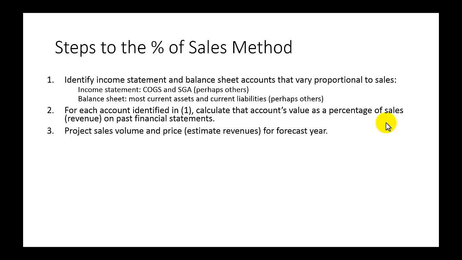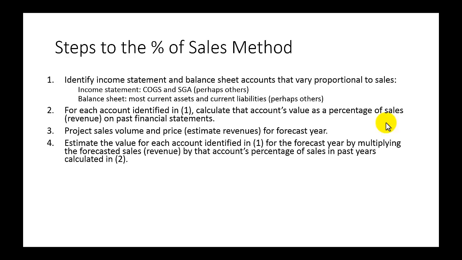The third step is to go ahead and project the sales volume and the price. In short, we're saying estimate the revenues for the forecast year. And I'll have more to say about that at the end of this lecture. Step 4 is you need to estimate the value for each account identified in step 1 for the forecast year by multiplying the forecasted sales that you came up with in step 3 by that specific account's percentage of sales in past years, which you calculated in step 2. I know that sounds like a mouthful. It's really not that hard. When you see the simple example, I think it will all make sense.